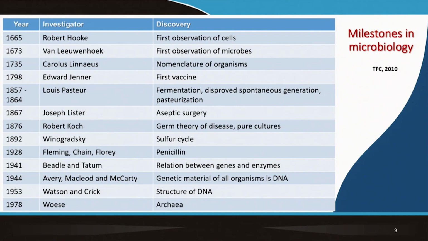Woese was the one who described a certain group of bacteria called archaeobacteria, which are extremophilic bacteria. They do not exist in normal environmental conditions that we are used to. On the basis of his work with archaeobacteria, he came up with a classification that is now considered the basis of microbiology these days. That was in 1978.